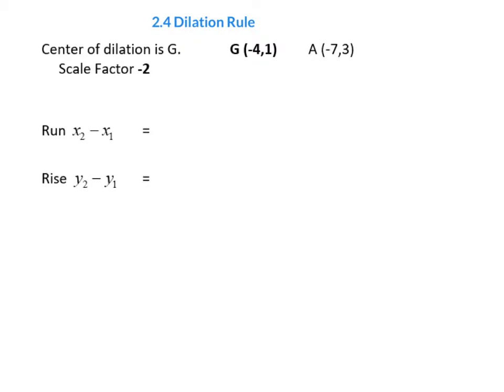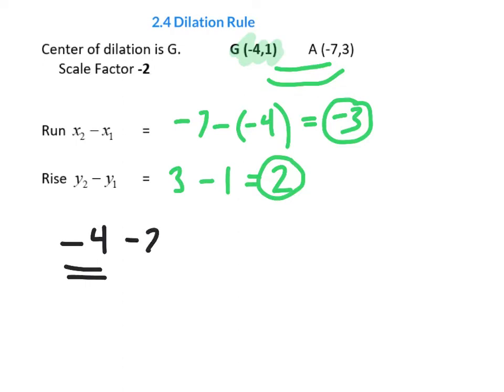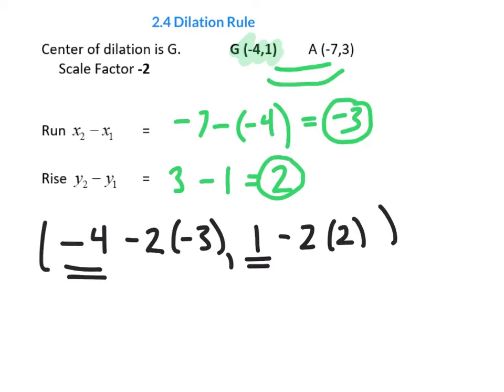Let's take away all the extra help and just do it from scratch. Here is our center that we're going to work from. Let's find our run. So it would be -7 subtract a -4. That comes out to be a -3. And let's do our 3 subtract 1 is a 2 value. So here is my run, here is my rise. What I've learned is I start at the center of dilation, which is a 4. My scale factor is -2 of the runs. Let's start at the 1 because that's the Y value, and let's do -2 of the rises. And this represents the calculation.